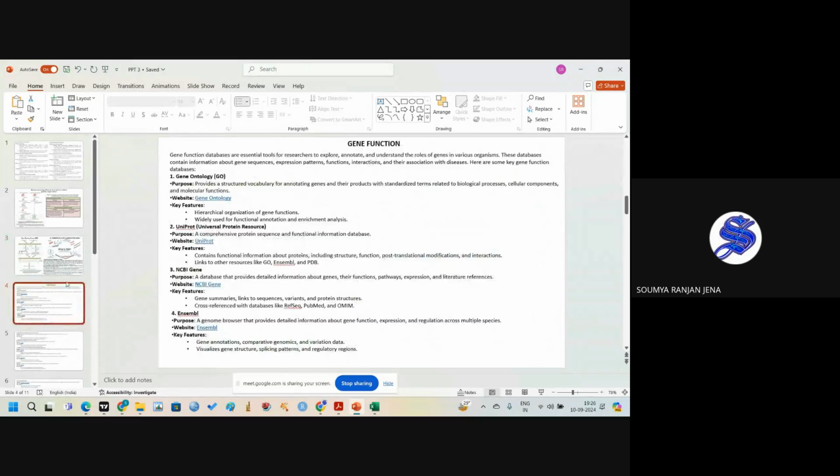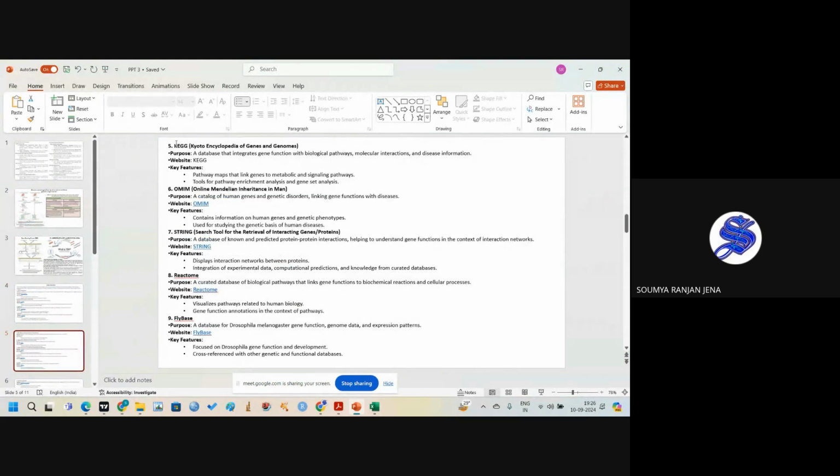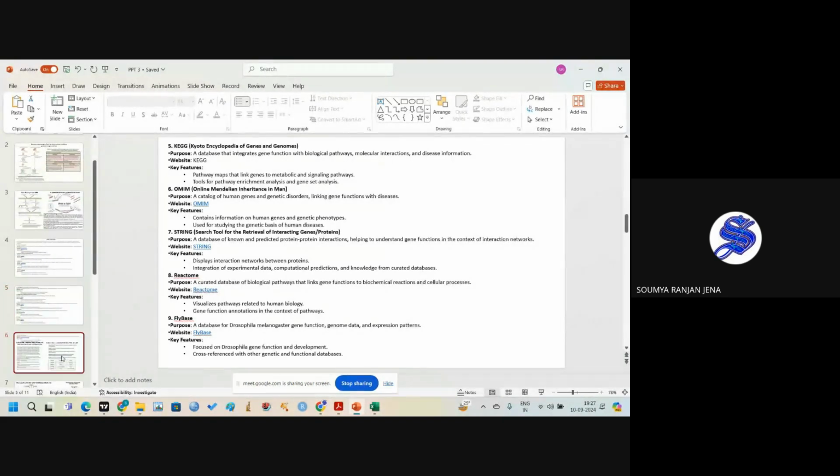And here we have discussed all the gene functions using different gene ontology or different databases where all the data of the known genes or proteins are stored, like gene ontology, UniProt, NCBI Gene, Ensembl, KEGG pathway for pathway analysis, OMIM for catalog of human genes or different types of genetic disorders. Here also in STRING we can analyze the pathway. Here in Reactome we also analyze the different pathways. FlyBase is only for Drosophila melanogaster gene functions.